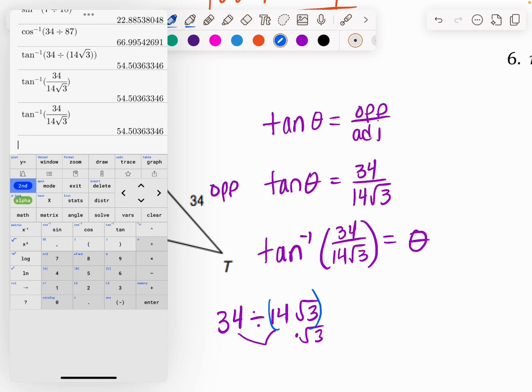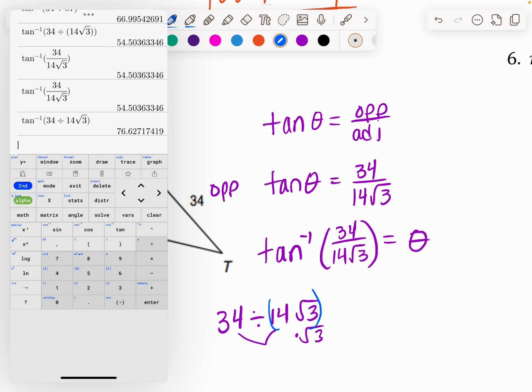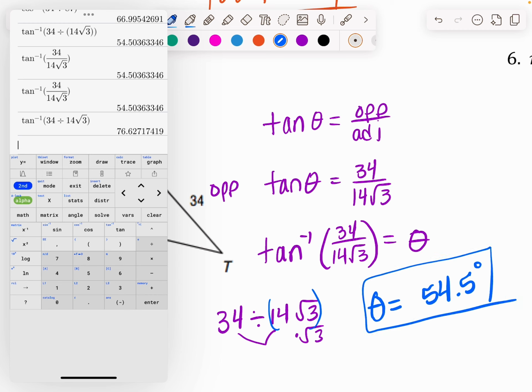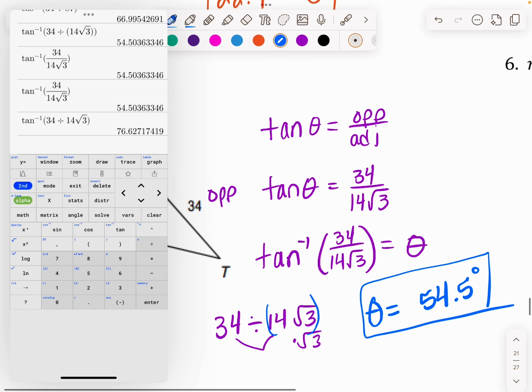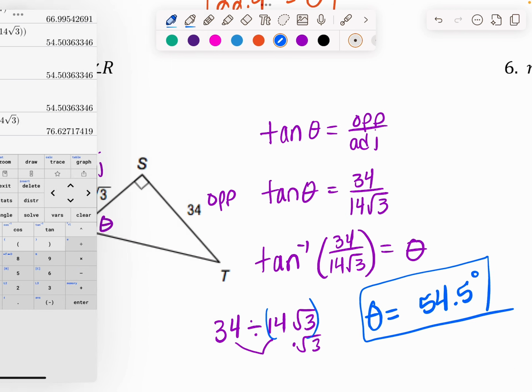But if you just do tangent of 34 divided by 14 and then square root of 3, the calculator will read it wrong, and that will give you the wrong answer. So the correct answer is 54.5. I highly recommend you practice typing that in. Be cautious and understand that a calculator is following an algorithm, programmed to follow the order of operations. If your denominator includes a multiplication, you need to put that in parentheses or use the fraction button.